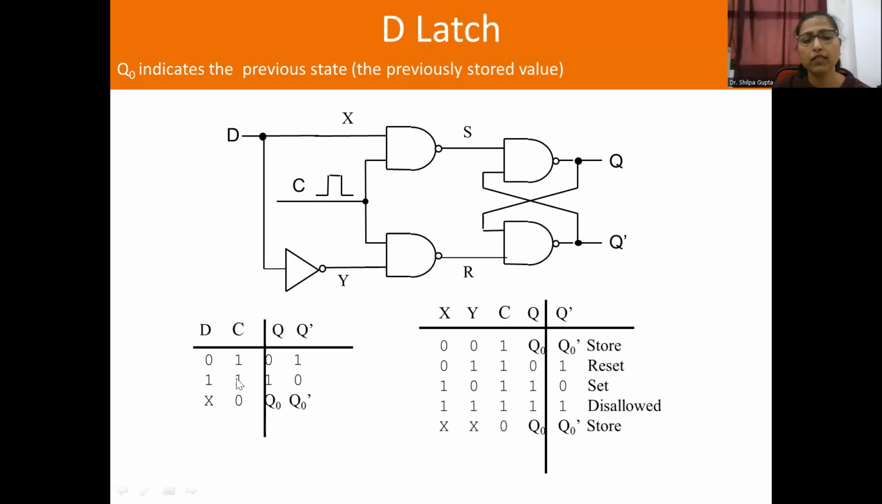Here we have represented this because X is directly connected to D. So if X is 0, D is 0, and if X is 1, D is 1. Clock, we are assuming it is 1, and then it will produce the output. Whatever is on D will be at the Q output, right? If D is equal to 0, Q would be 0, and if D is equal to 1, Q would be 1. That is the case for the data flip-flop.